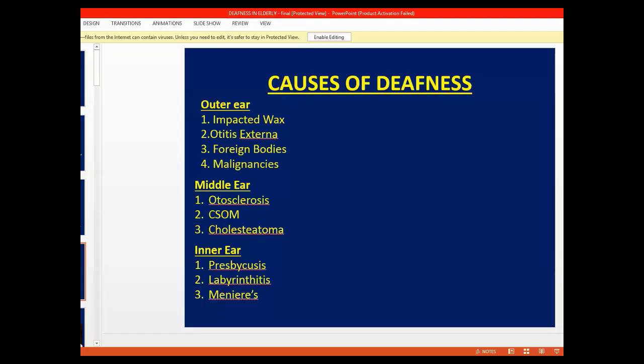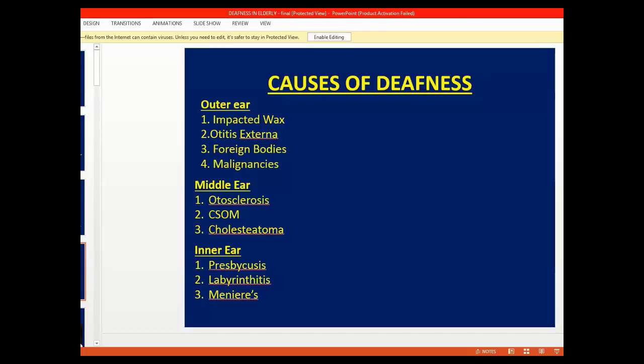So it occurs in attacks. Patients complain all of a sudden that they have vertigo, tinnitus, deafness and fullness. So the cardinal 4 features are there. If all 4 features are there, it's not difficult to diagnose, because the audiogram also shows deafness, low frequency deafness. But if the patient has only 1 or 2 symptoms, sometimes it may be confusing. So Meniere's disease is also not an uncommon problem.